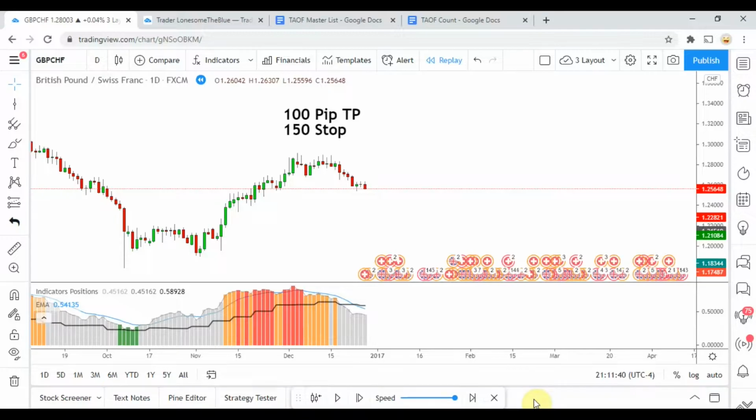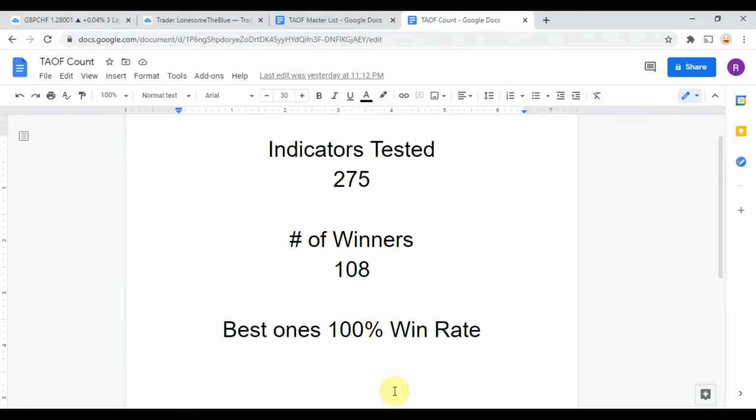Alright, as I said, today we will be testing the average indicator's position. Before we do though, I wanted to put the indicator scoreboard up for everyone to see. So to date, we have tested 275 indicators, and out of those 275 indicators, 108 of them have been winners, which means that they have met or exceeded the 60% win-loss ratio threshold that we have set for them. The best ones were able to achieve a 100% win rate.